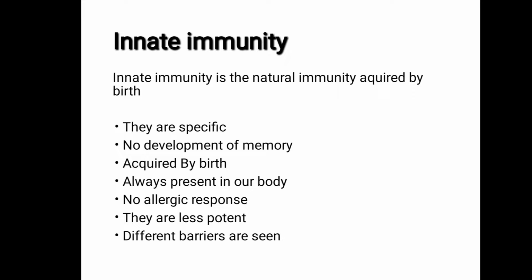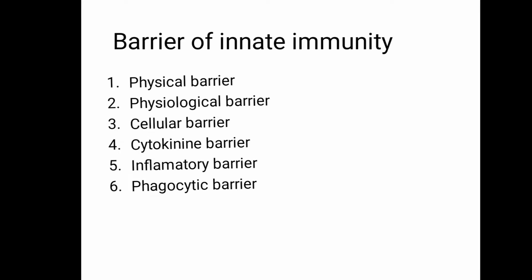Different barriers are seen. They are less potent, meaning they have less potential compared to the other immunity to act as a defense system. The different kinds of barriers mentioned are: physical barrier, physiological barrier, cellular barrier, cytokine barrier, inflammatory barrier, and the phagocytic barrier. So what are these barriers? Why are they required in our body? They prevent the entry of the pathogen into our body. This is the main function of the barriers.